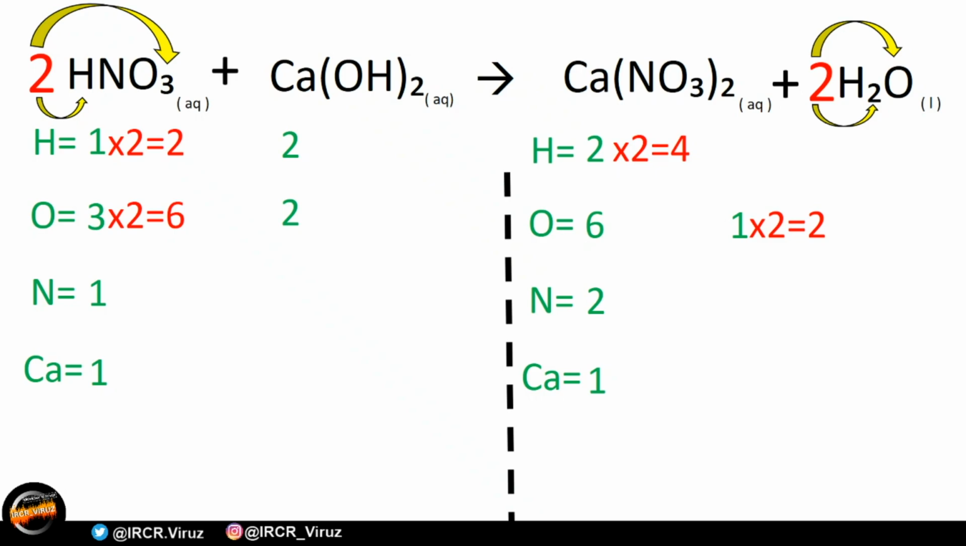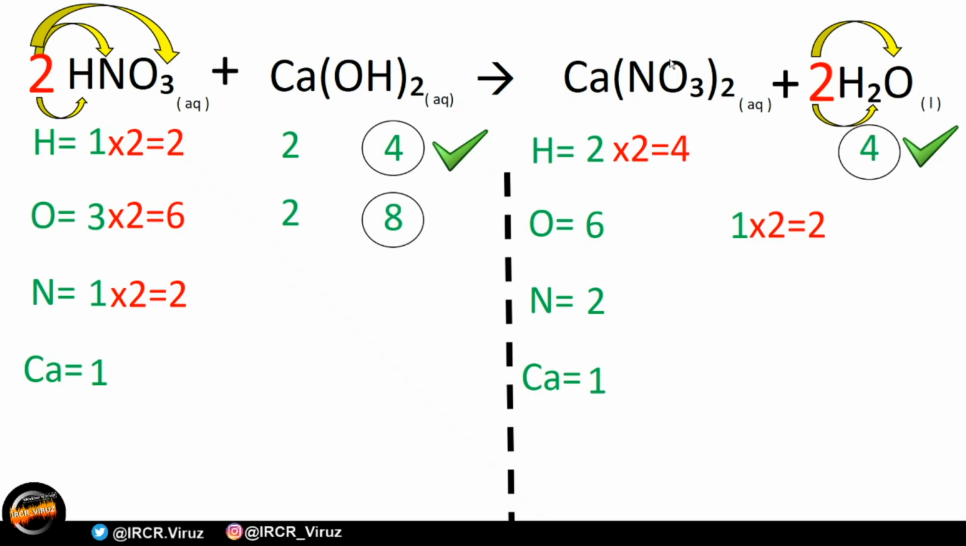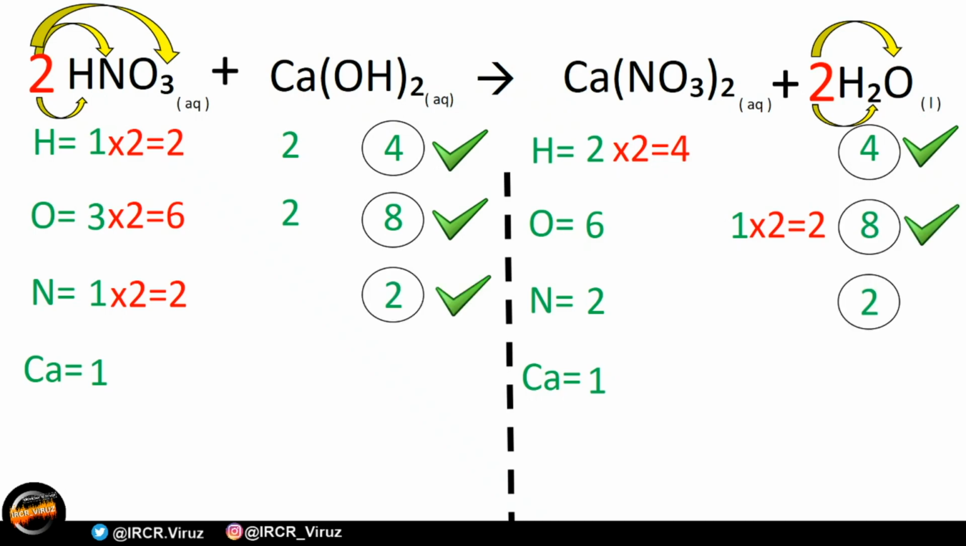Now we got 8 oxygens on one side, and we have 8 oxygens on the other side, so everything seems fine, everything seems to be balanced. However, we also have that 2 multiplying this nitrogen, and that's why that nitrogen is going to be 2 as well. And on this side we already got 2 nitrogens because it was being multiplied by whatever's outside the bracket. 4 hydrogens, 4 hydrogens, 8 oxygens, 8 oxygens, 2 nitrogens, 2 nitrogens, 1 calcium, 1 calcium, okay? And that's what we got there.